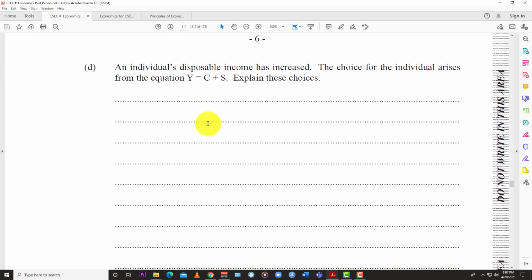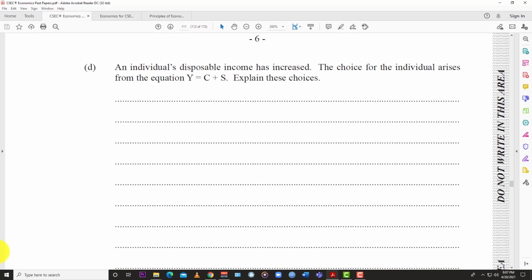Now what they're talking about here is economics. Now, your income, you do two things with the income. Only two things you can do with your income: either you consume your income, which is C, or you save it, which is S. And Y denotes your income. So your disposable income, Y, is equal to your consumption, what you spend on consumption, plus what you put aside for savings. So you have C plus S, and all of them together formulate your income, right? And so, explain these choices.